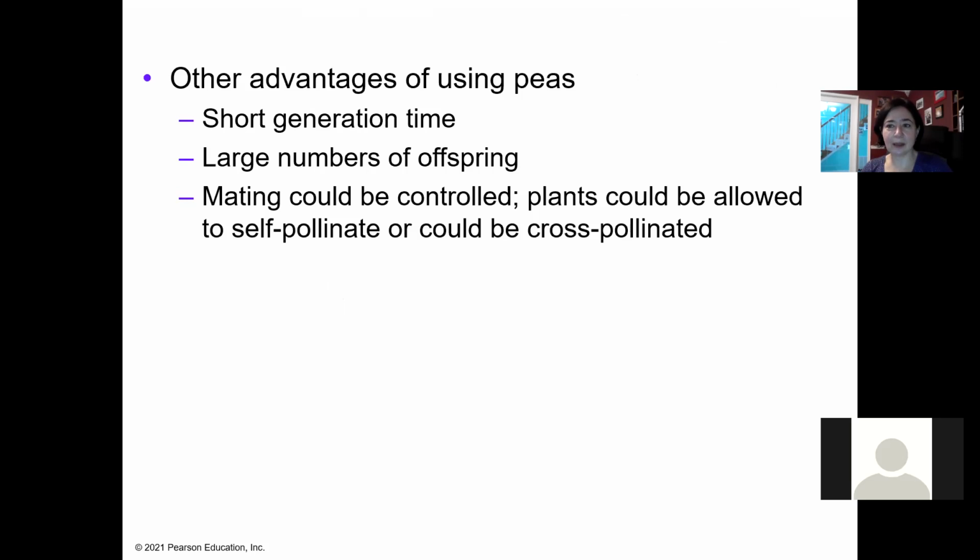So Mendel selected pea plants for his first genetic experiments. Why peas? It's quite easy to grow them, right? Short generation time means you can get results quite fast, right? Large numbers of offspring, which is important for statistics, right? And you can control the mating. Plants can be self-pollinating and cross-pollinating, and they can be both, right? So for pea plants, definitely it can work both ways.